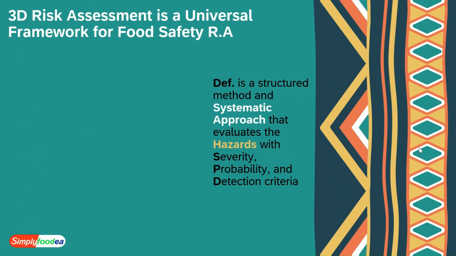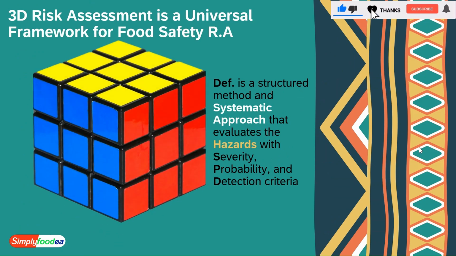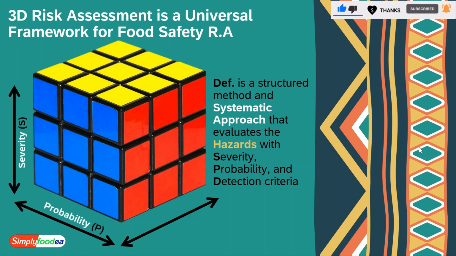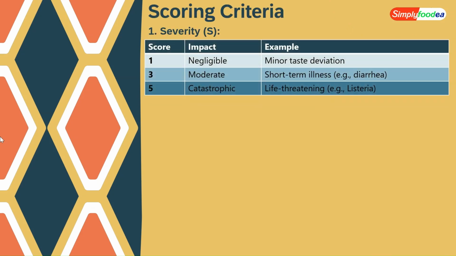The definition: it is a structured method and systematic approach that evaluates the hazards with three main dimensions: the severity, the probability, and finally the detection criteria, or the detectability. So let's go to the scoring criteria. The scoring criteria will start with the severity.